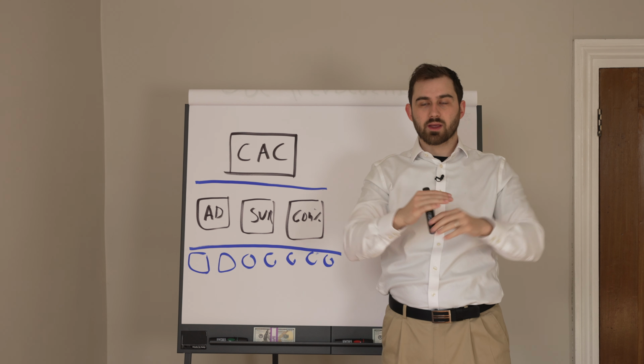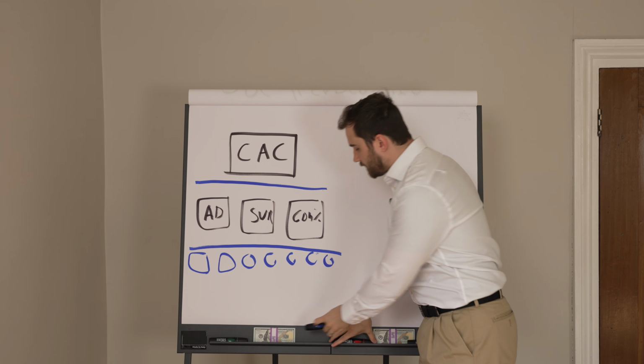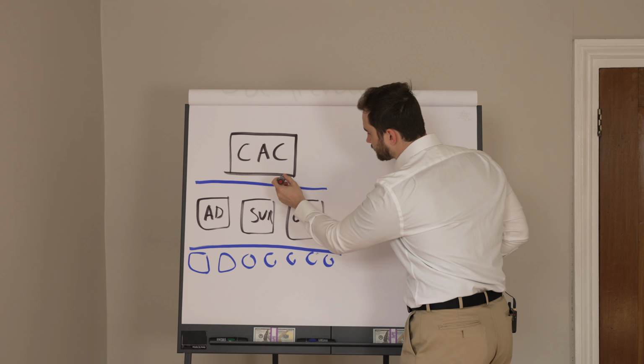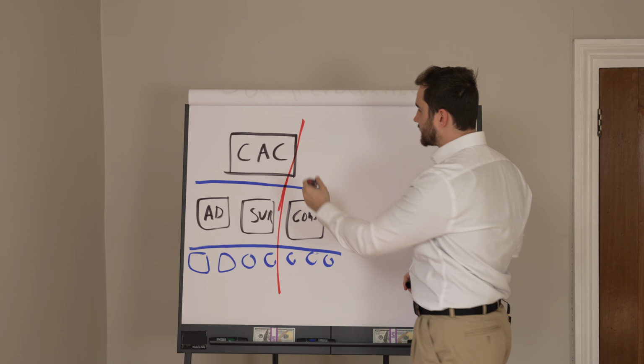The next layer, the next thing that we can do, as an example, you can also do this by department. So customer acquisition cost is, let's just say that this is the actual line here, and then you're kind of moving into sales.